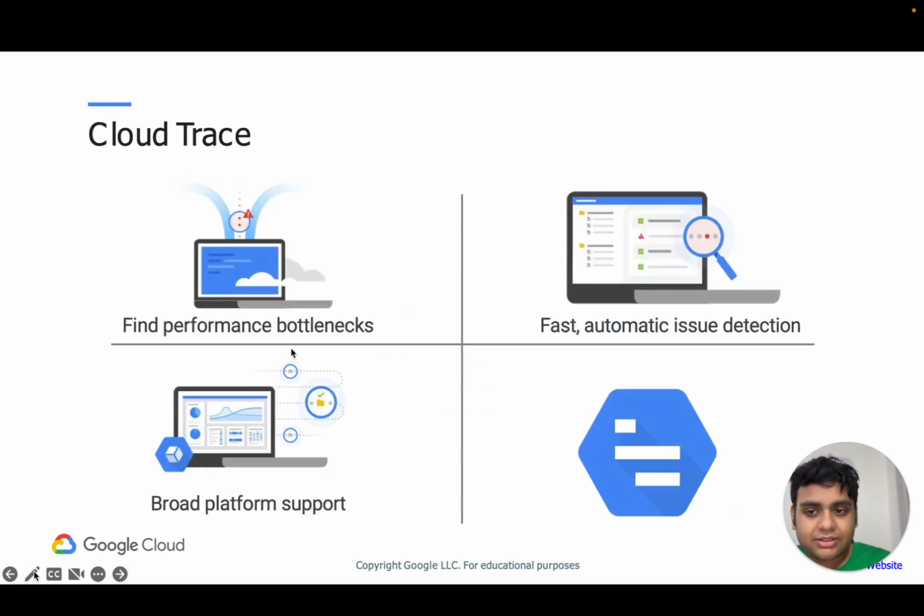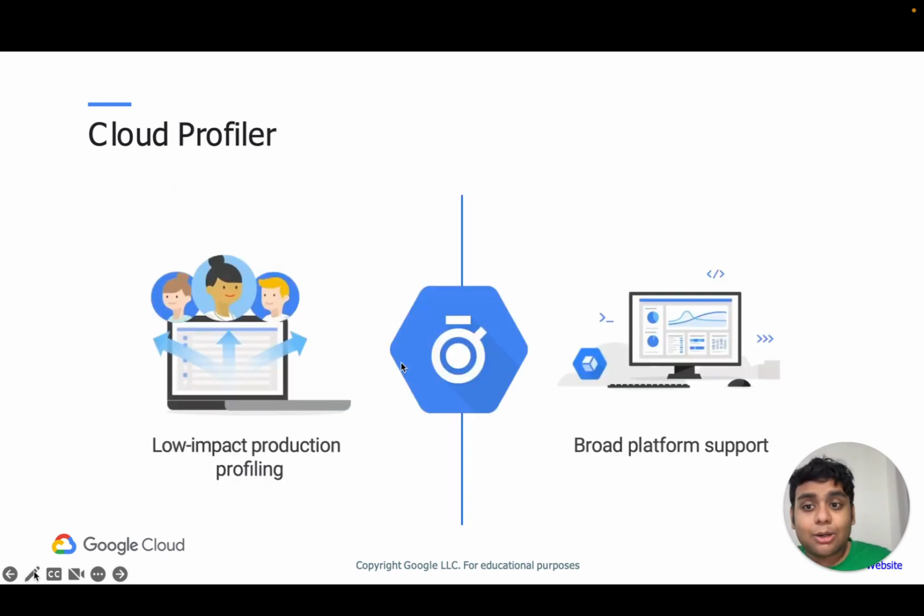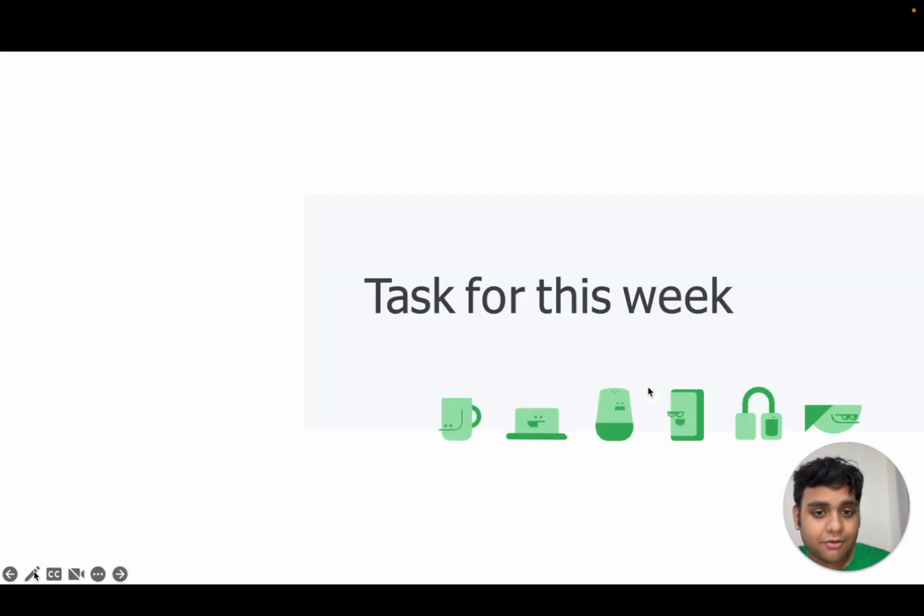Let's come to Cloud Trace. Well, it finds performance bottlenecks. It understands what the things are that are making the performance really slow, and it can give us fast and automatic issue detection. It has broad platform support. Cloud Profiler is a low impact production profiling tool and gives us broad platform support.